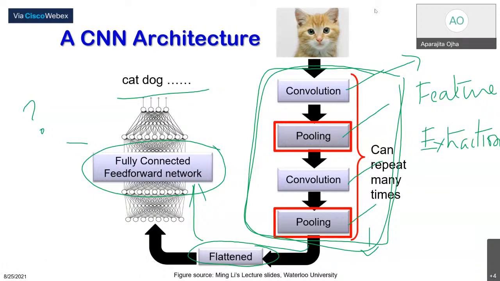So let me check what the questions are, like how to decide the filter matrix elements. We are choosing randomly, right? We are choosing randomly.